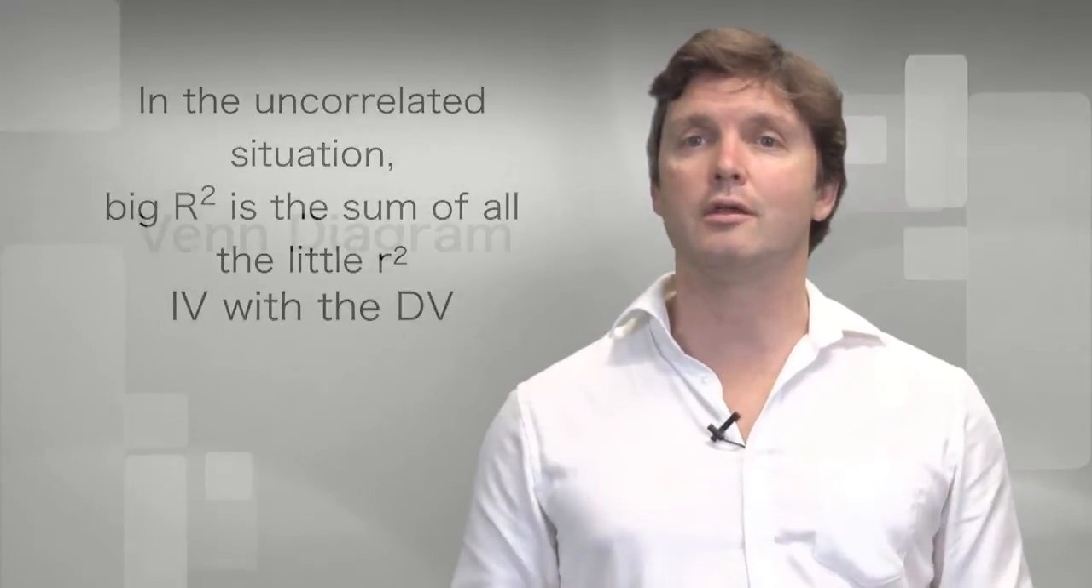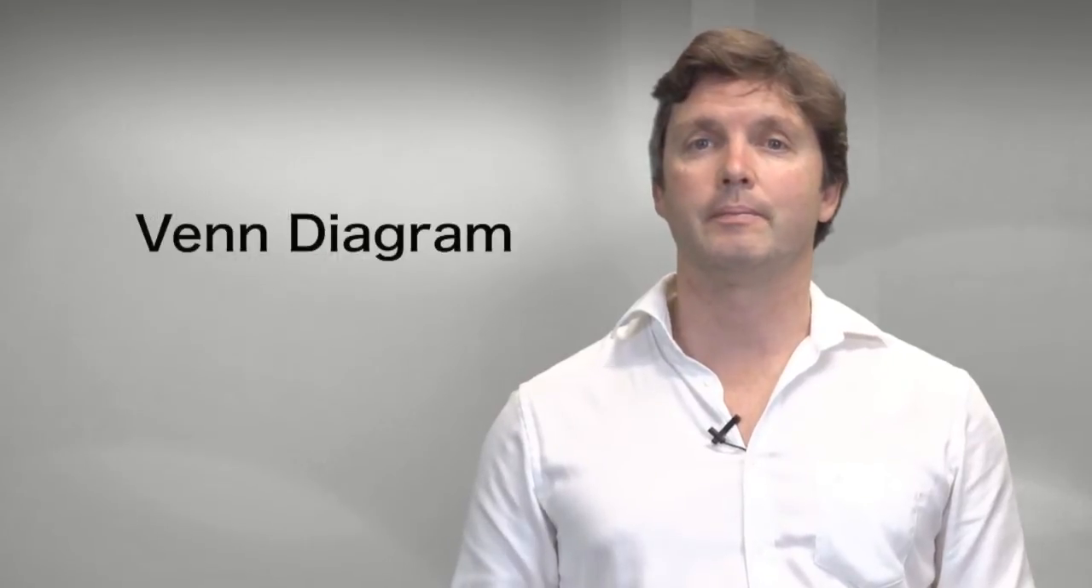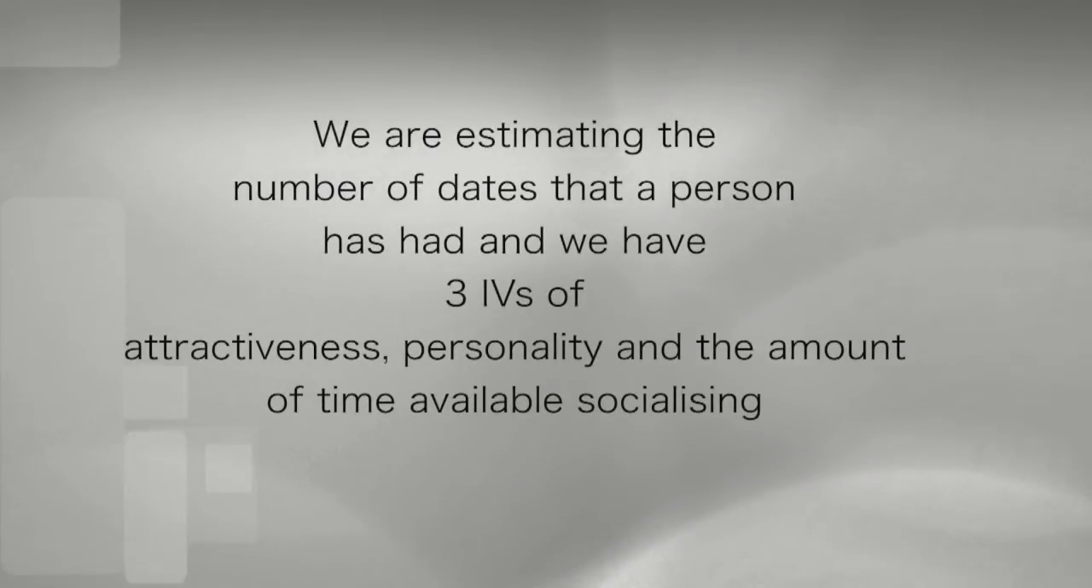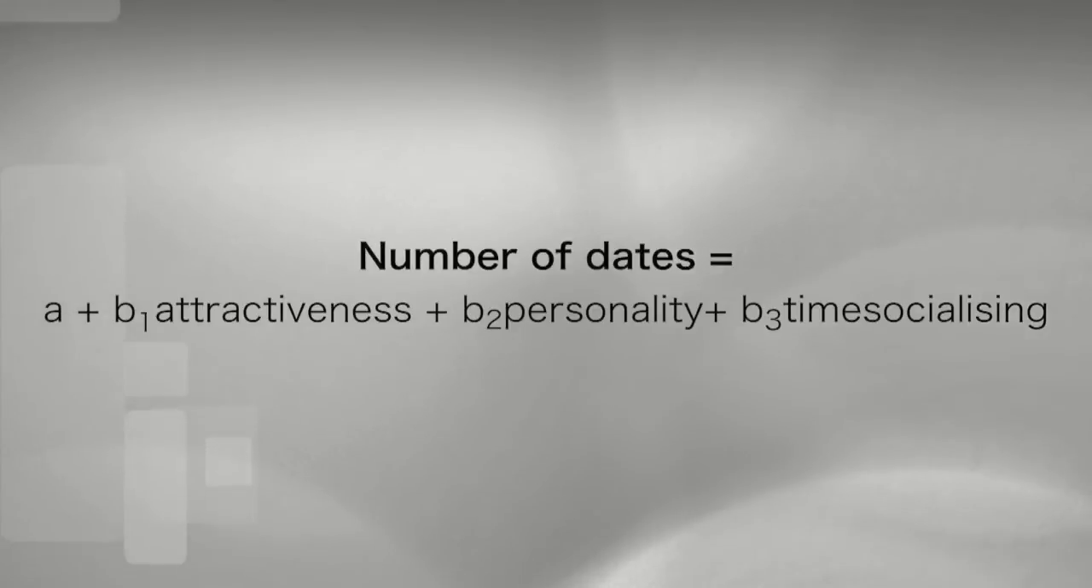This can be illustrated by a Venn diagram. So let's say we're estimating the number of dates that a person has had, and we have three independent variables of attractiveness, personality, and time spent socializing. The multiple regression looks a bit like this. Now here's a Venn diagram that shows a situation where these three variables are uncorrelated with each other.